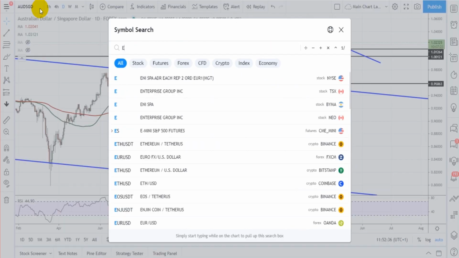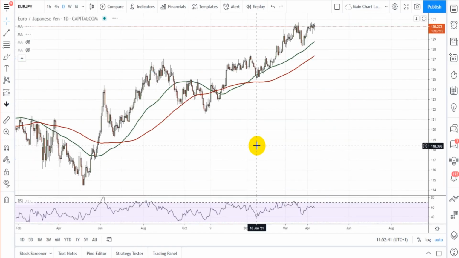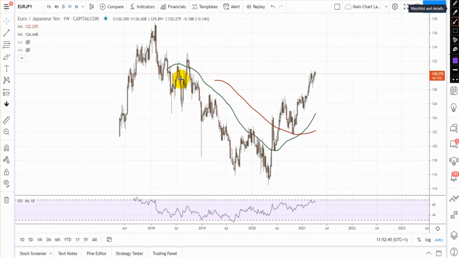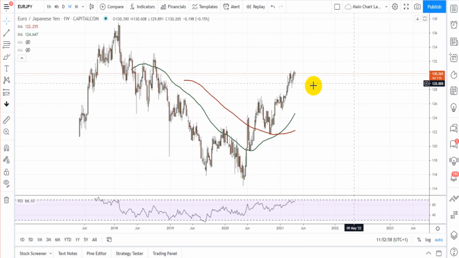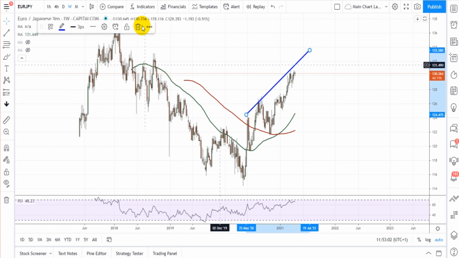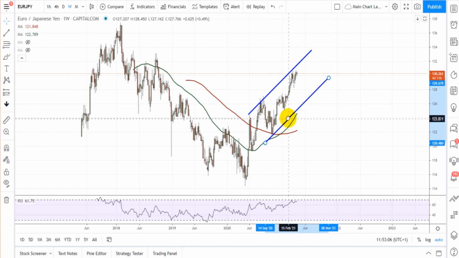Let's move on to some yen pairs, Euro Japanese yen. Let's go and have a look, see what's happening with Euro yen. Very similar price action to Australian dollar pairs in the sense that price was downtrending and has recently broken higher, and moving averages have confirmed the trend by crossing bullish. Once again, we have a potential bullish channel here, so I'll be keeping an eye on that.